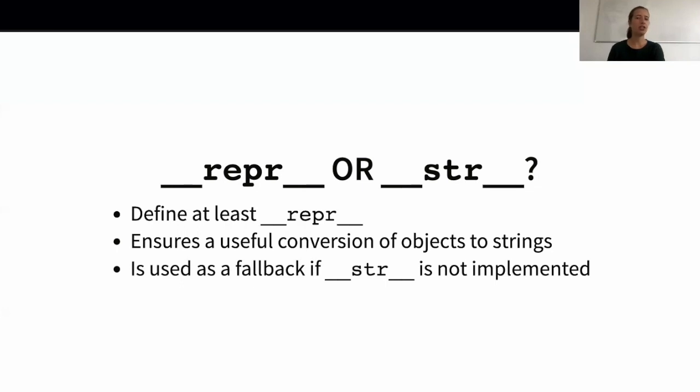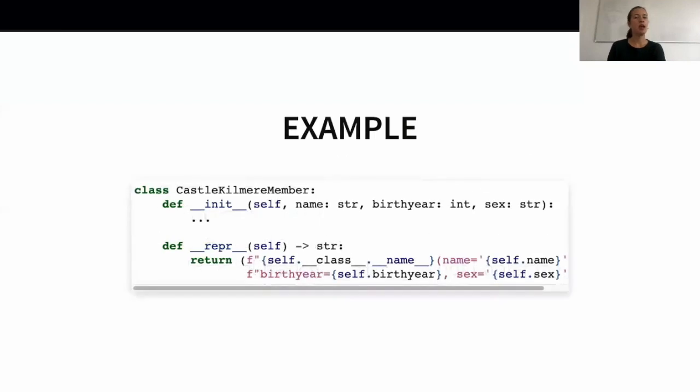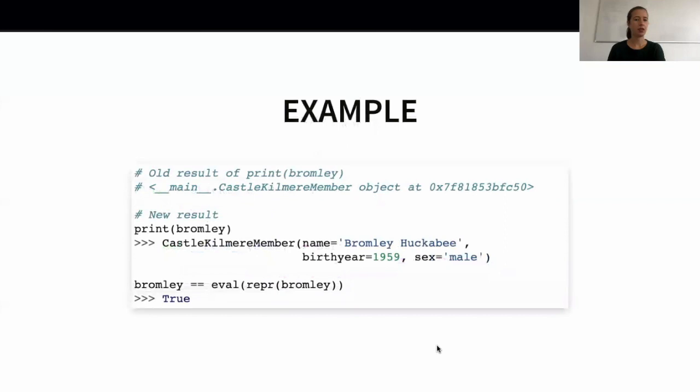Let's apply this knowledge and add a repr method to our Castle Kilmere member class. We implement our repr method to hold all important information, like the name of the class, the name of the instance, the birth year, and so on. This should give us a much nicer representation of our Bromley instance. So here you can see the old result we had before, and now you can see that we get a much better representation, which is much more useful. As you can further see here, our repr method allows us to recreate the Bromley instance from its string representation.